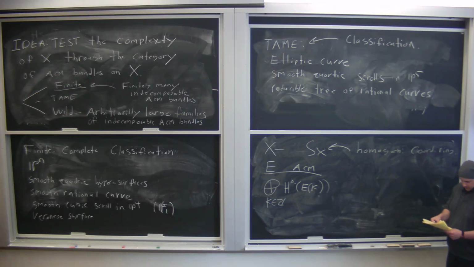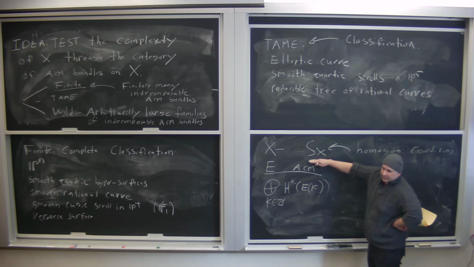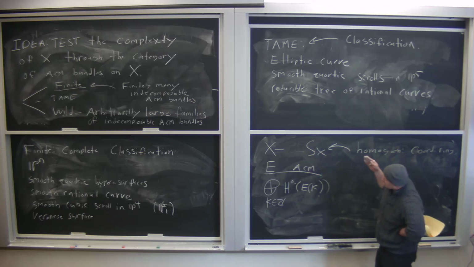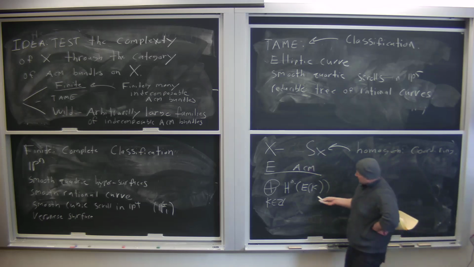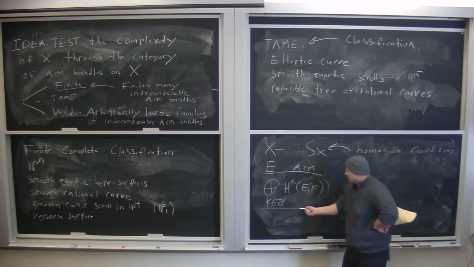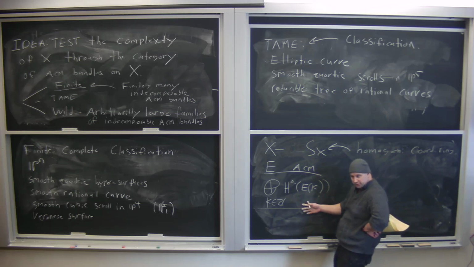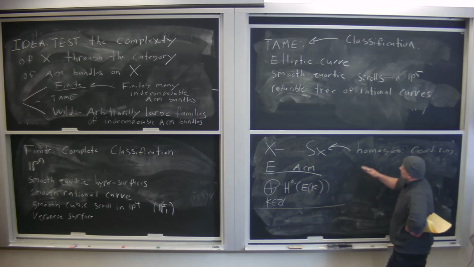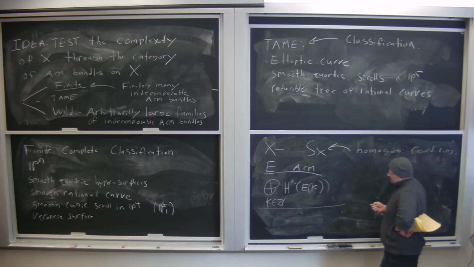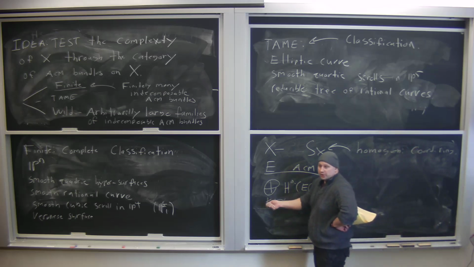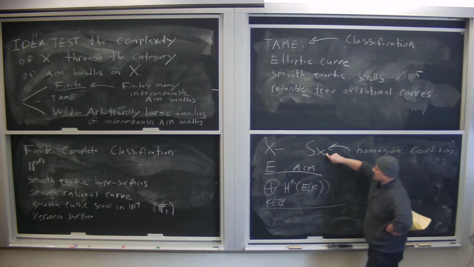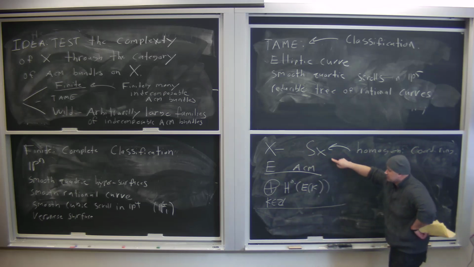That makes sense? Interrupt me at any time. Right here, you take the homogeneous coordinate ring, so again it depends on the embedding. Now I take my vector bundle, I form this, and this becomes a module over the homogeneous coordinate ring. And if you're an ACM bundle, this means that this is a maximal Cohen-Macaulay module for SX, the homogeneous coordinate ring.